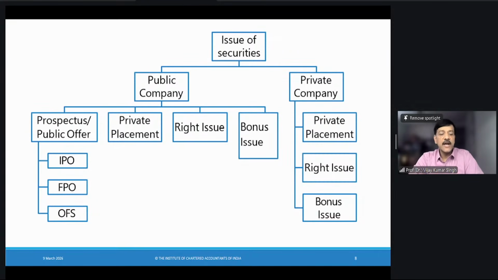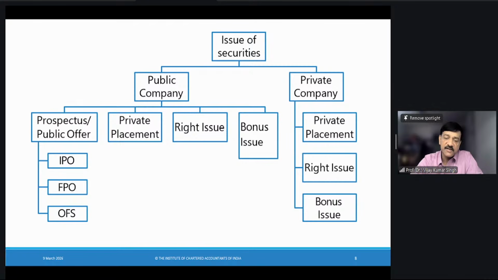Now let us look at the provisions. If you see, securities can be issued by a public company as well as by a private company. Whenever a public company issues a security, it can do it by way of four modes, as you can see here. One mode is by issuance of prospectus or public offer. The other mode is private placement. The third one is rights issue, which I have explained to you. And then there is a bonus issue.